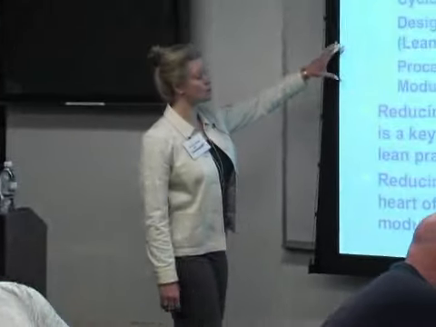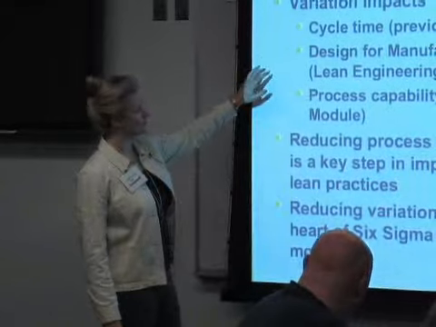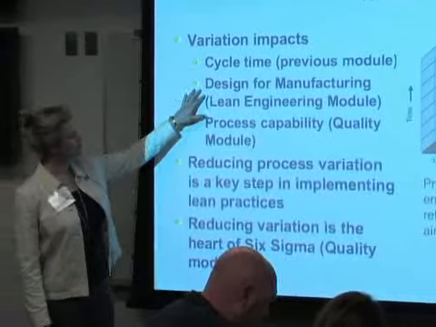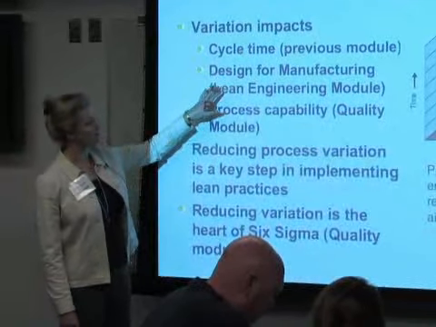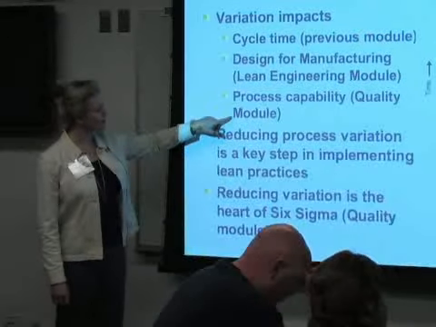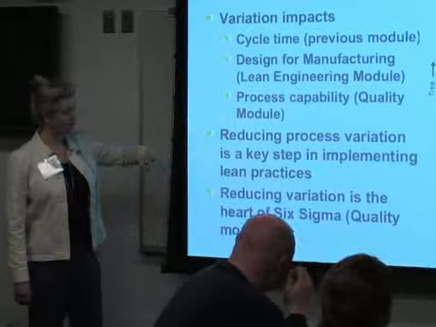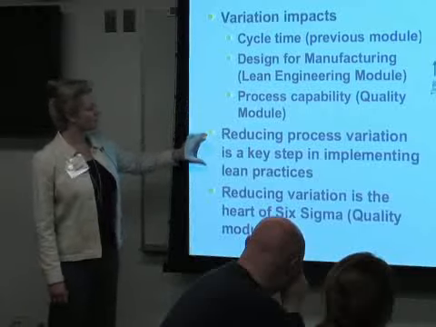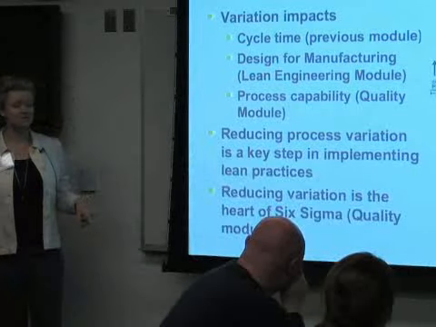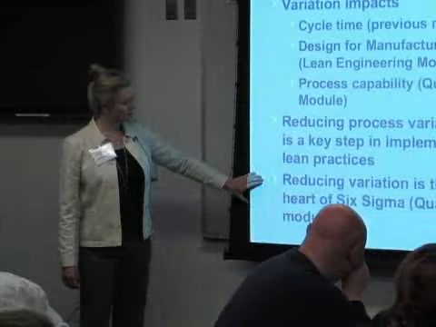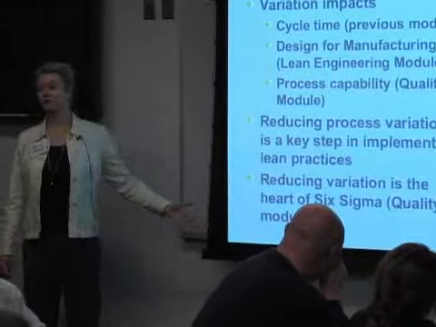And we've seen this at various points during our course these couple of days. We heard about it in cycle time when we talked about the accounts payable module. We saw the challenges in design for manufacturing to try to control variability, and we talked about that in the lean engineering module. In the quality module, later this afternoon, we'll talk about process capability, which has to do entirely with variation. As you saw yesterday, reducing process variation is a key step in implementing some of our lean practices, getting standard work done. And reducing variation, in fact, is really the heart of what Six Sigma is, and we'll talk about that later in the quality module today.